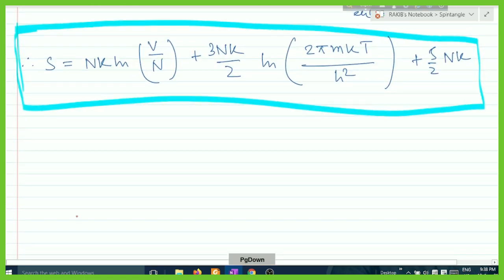So let's check the first problem. I am doing only one problem related to this, and you are supposed to do the second one. Okay, this is the famous Sackur-Tetrode equation. I do not know the actual spelling of this, so please check it out on Google. You may have the Google button, and you can check this out.